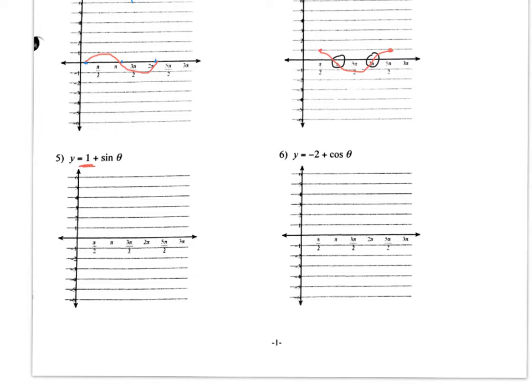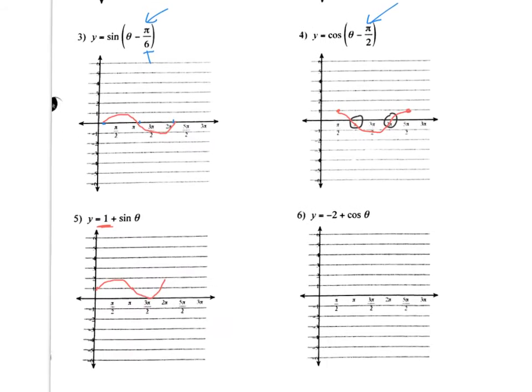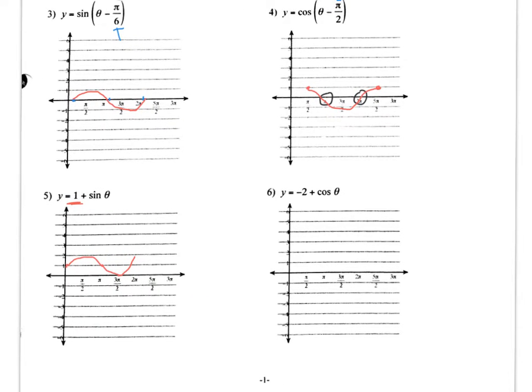Okay, so now we're graphing sine. Sine typically starts again here at 0, but because it's been shifted up 1, it's going to start here. So the graph is the same, except now it starts at 1, and now it's going to go up to 2, and then come down to 0, and then go back up to 2 pi. So again, it's the same graph as sine, except that everything's been moved up 1.